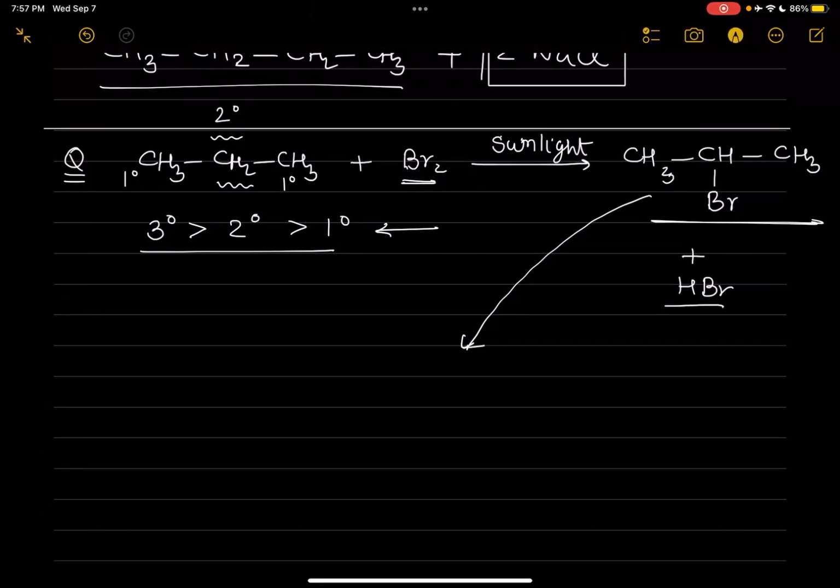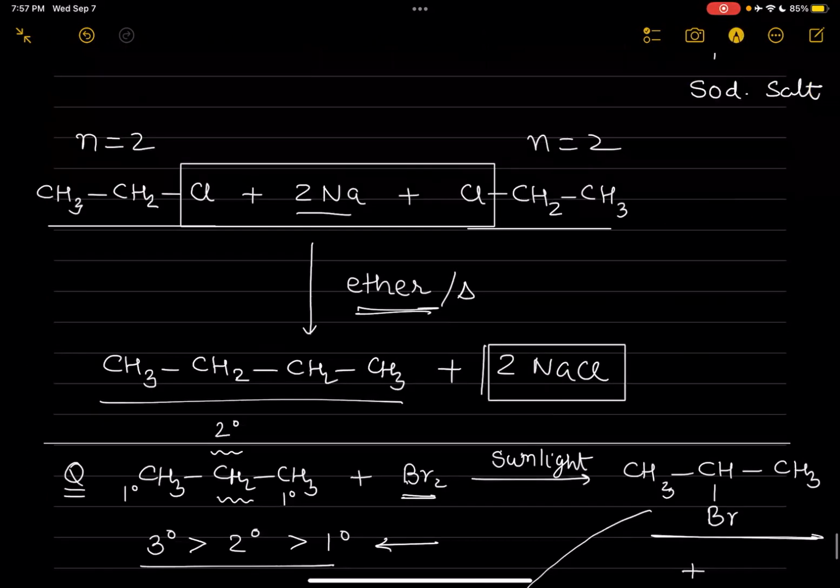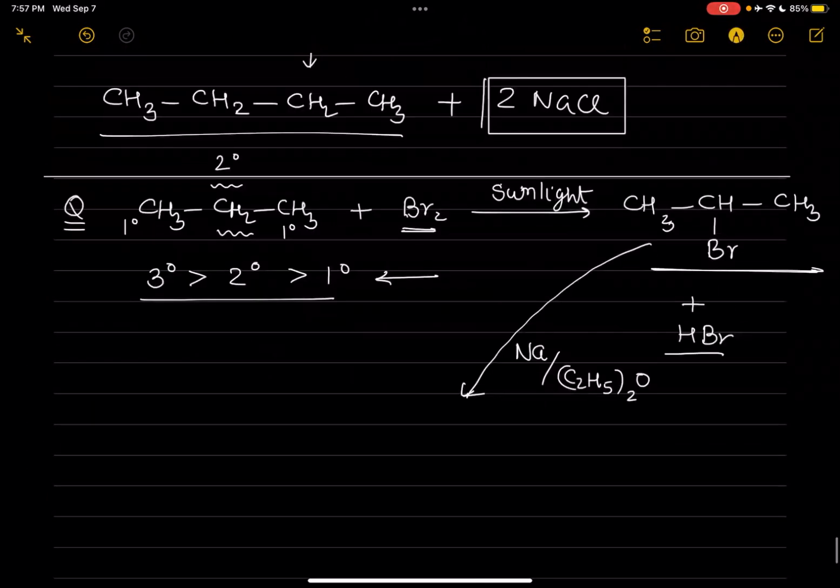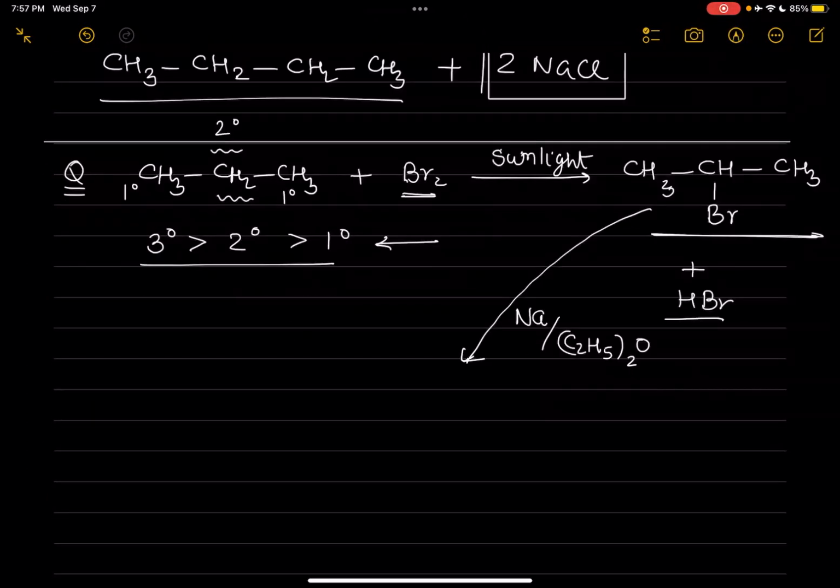Then if I ask you, if I reacted with sodium and ether, this is ether. Ether, you know what the functional group is? Oxygen connected to two alkyl groups. This is diethyl ether, there are two ethyl groups. This is for mixing sodium. So what am I going to get? What is the IUPAC name of the alkane which I'm going to get?